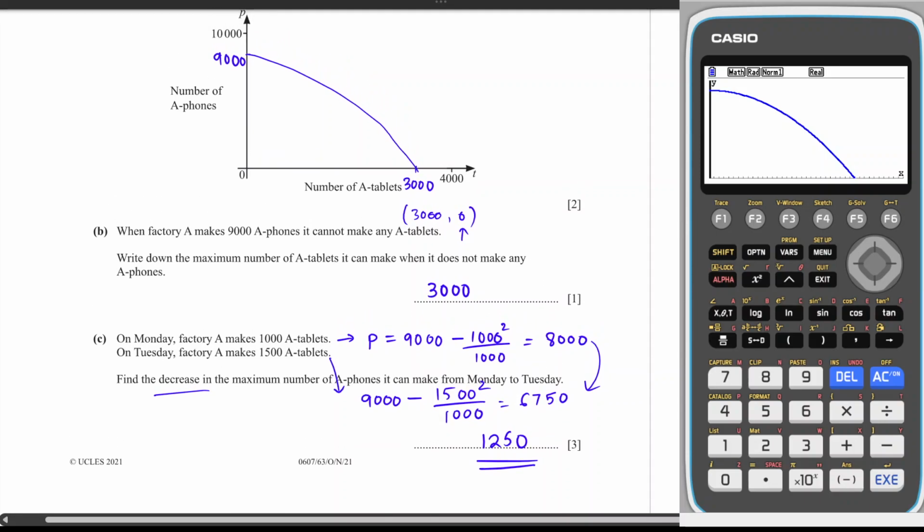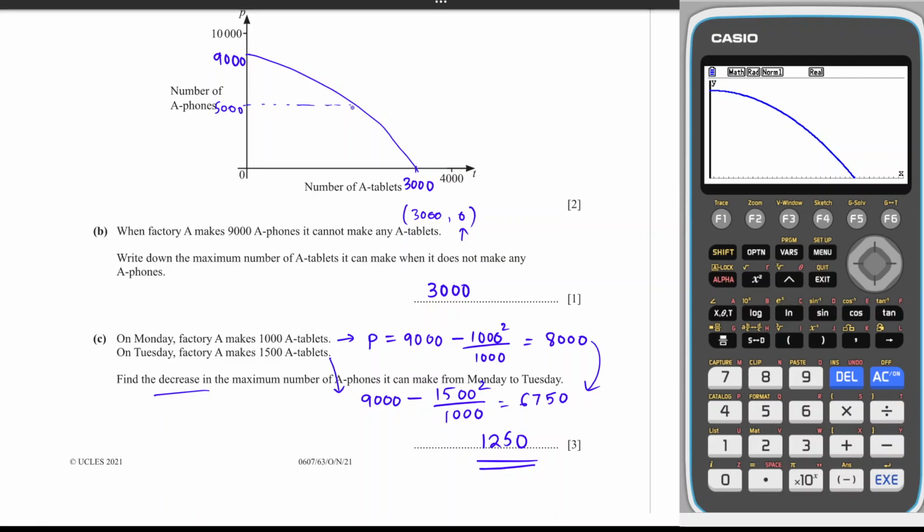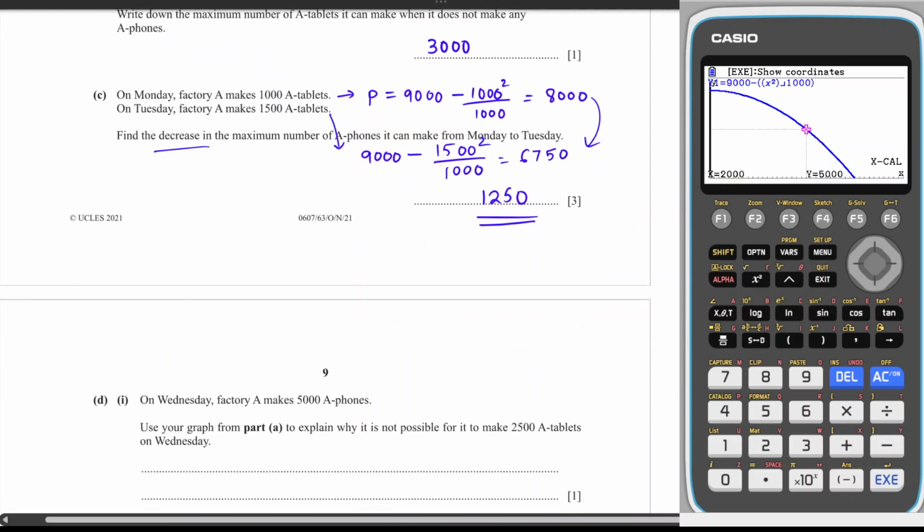So if this is 5,000, somewhere over here, what is the corresponding tablets it makes? So let us just check. Shift, I just need to calculate the corresponding X value. So Y value is 5,000. That gives me corresponding X value as 2,000. So this is 2,000.